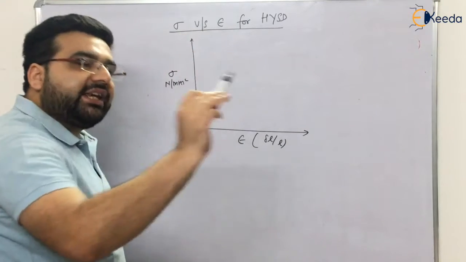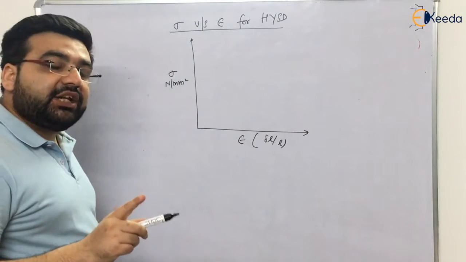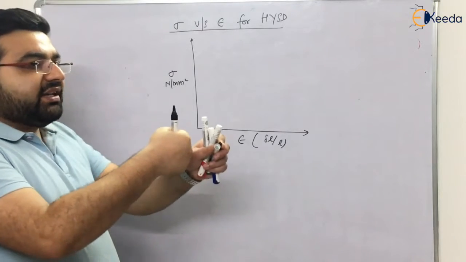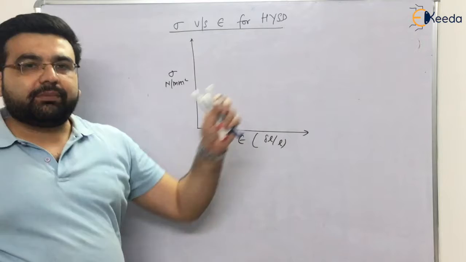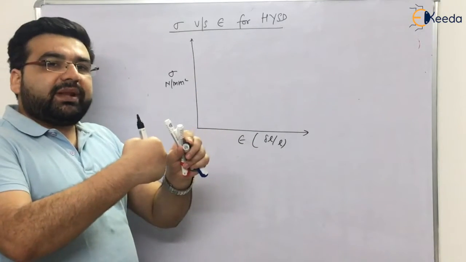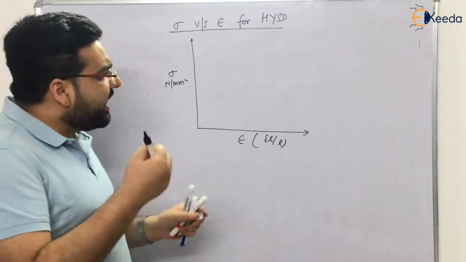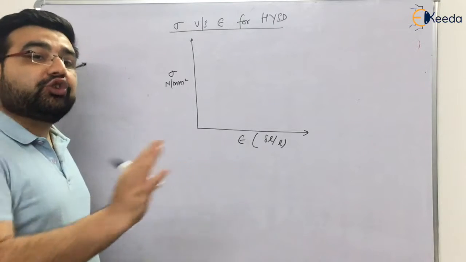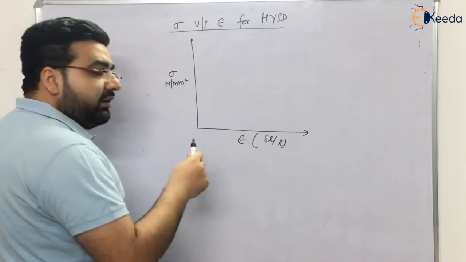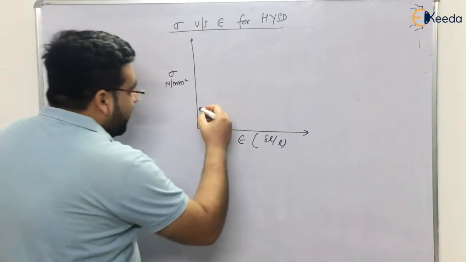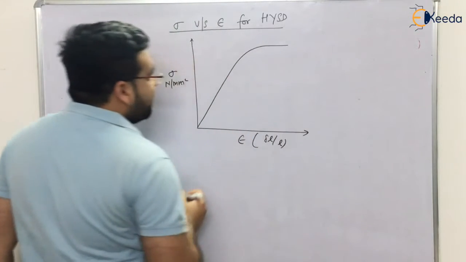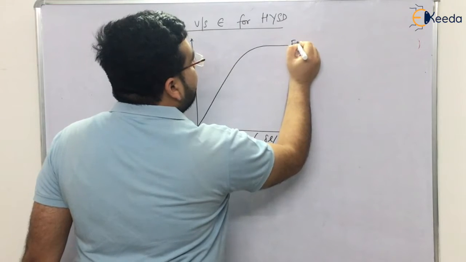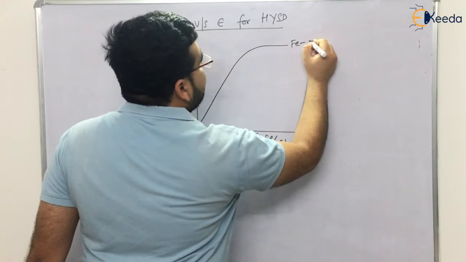You do not get a peak here. In case of mild steel, you are getting a peak. Why? Because it will start elongating. A lot of elongation will be there. After some time it will break. But the HYSD, they break at a glance. Okay, you don't know when it is going to break. It can break at any time, after the yielding point is achieved. Now the graph is like this. Let us say this is for Fe 550.